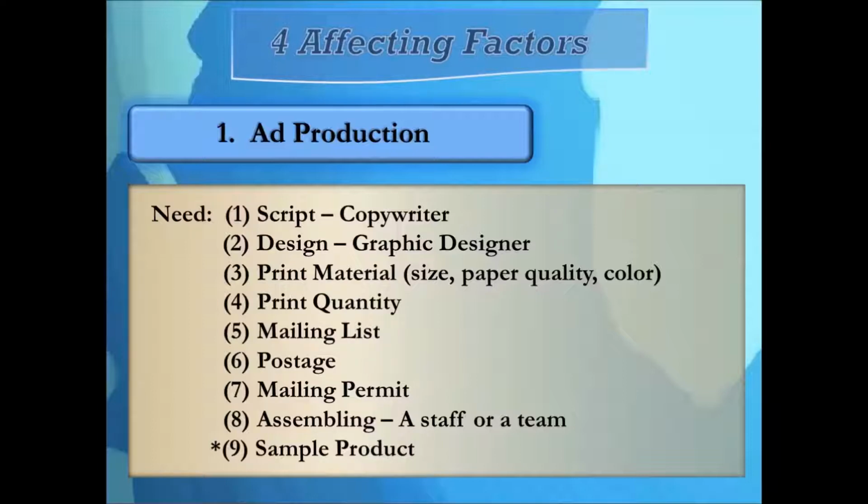Ad production involves hiring a copywriter to write a script, a graphic designer to design your mail, the print material, print quantity, a mailing list, postage, a mailing permit, a staff or a team to assemble the mail, and an optional sample product. If we go with the cheapest format, such as a postcard, and the use of a saturation mail, the total cost of production could hover around $1,000 to mail out 1,000 pieces. However, if you choose to do everything yourself, it could cost slightly lower.